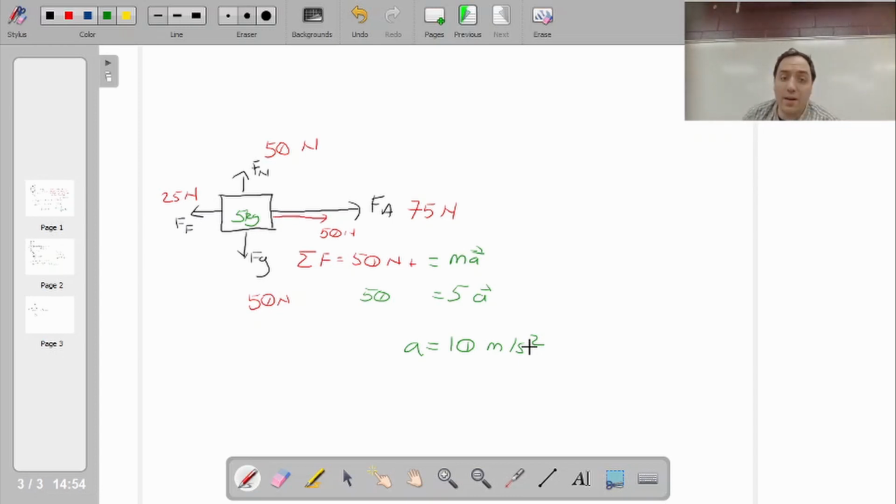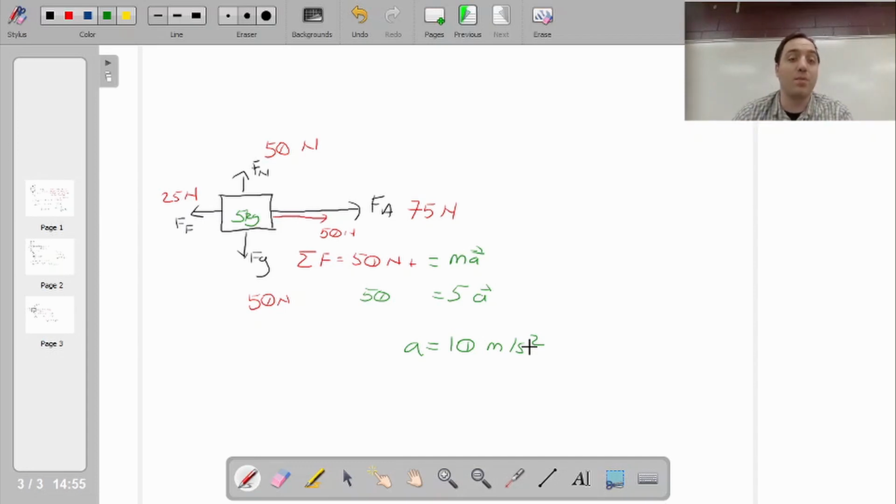And from here, I can go back and do a kinematics problem. How long does it take to travel the track if it starts from rest? Once I can find the acceleration from my force, I can go back and do a kinematics problem. Or alternatively, I could do a kinematics problem, find the acceleration, and then use that to calculate the net force acting on an object. Both of these are valid.